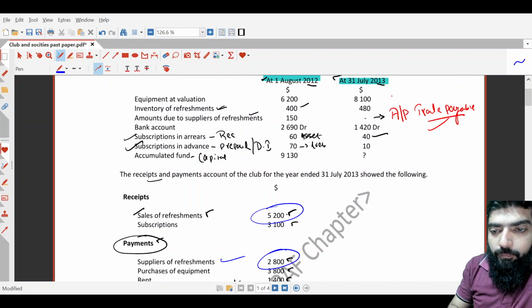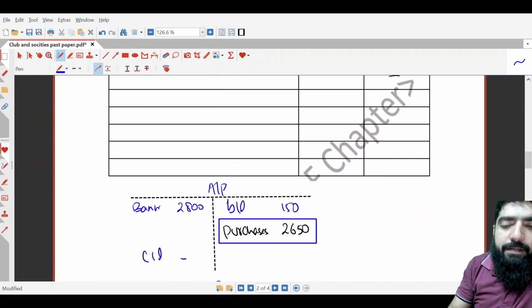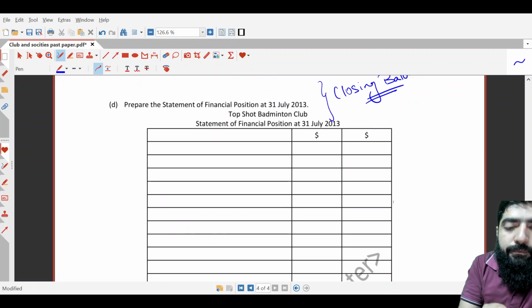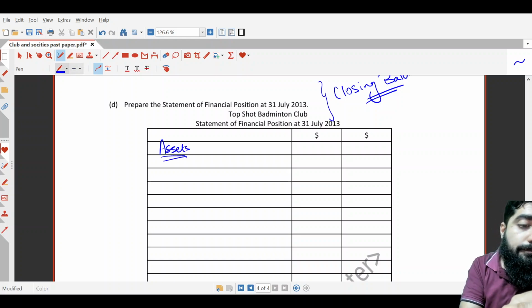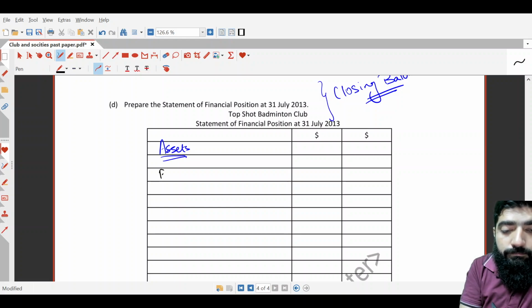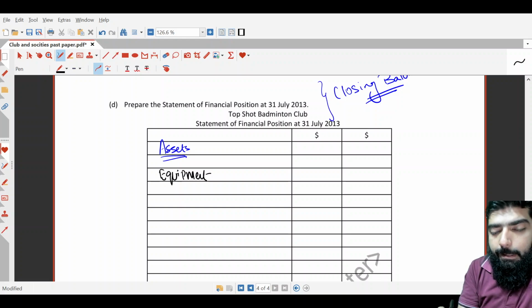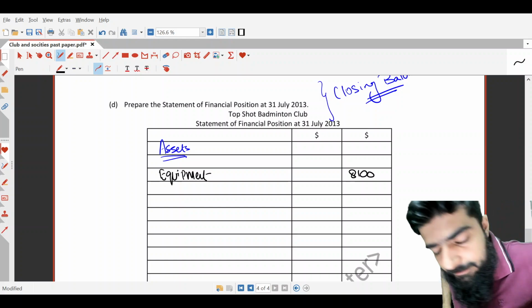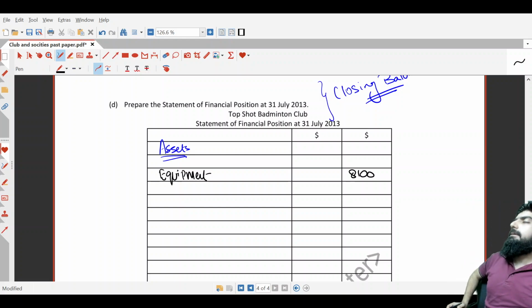Okay. Now, just let me know the assets. First of all, let's prepare the financial position, and first let's put the assets. Do we have assets? Well, we got equipment. Now, the closing balance of the equipment is 8,100, and valuation is 8,100, right? Yes. Okay. Any other asset that we have?